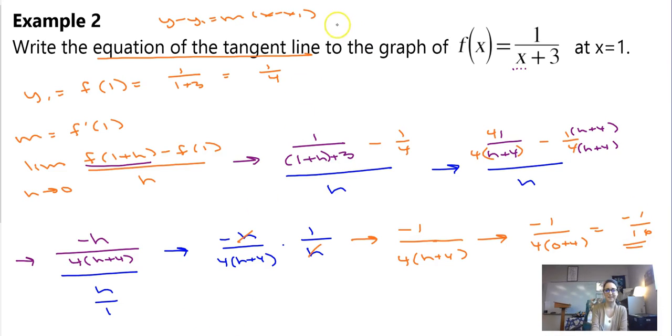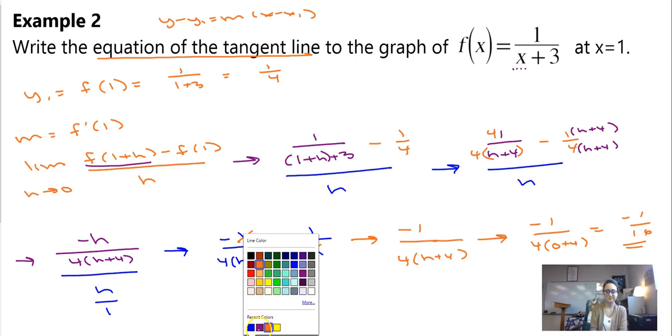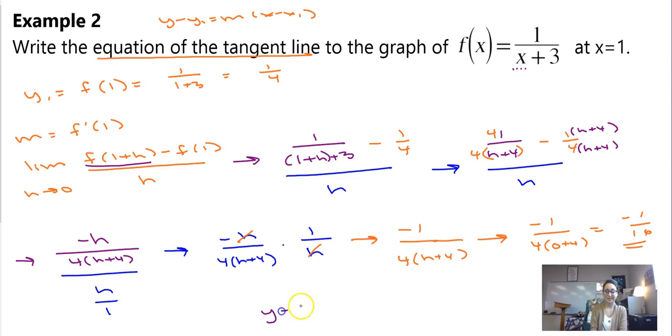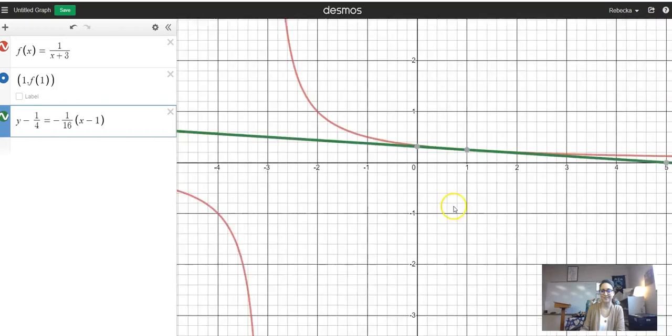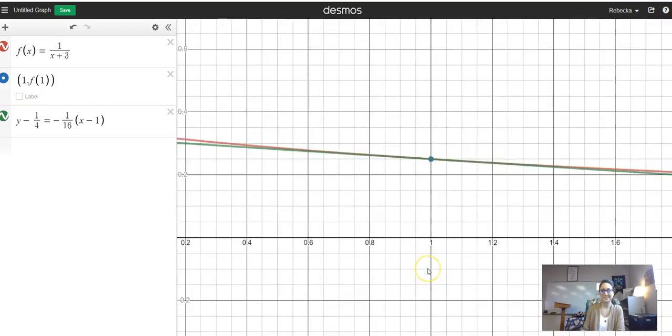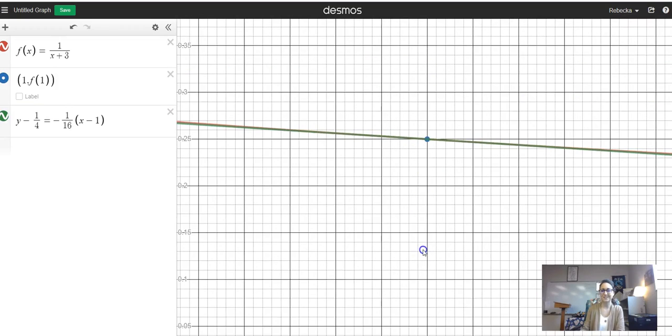Our final answer then, coming back up here to the point slope form, will be y minus 1/4 equals negative 1 over 16 times the quantity x minus 1. Let's check this in Desmos. All right, so here's our function as well as our point of tangency, 1 comma 1/4. Here is the equation of the line we got, which looks great, right? If I zoom in on that point of tangency, notice that our function and our tangent line start to look identical around that point of tangency.